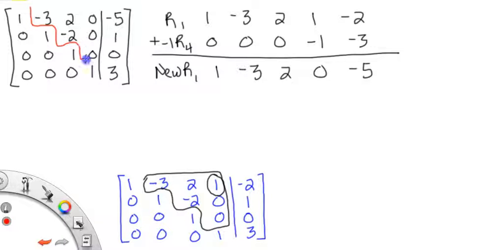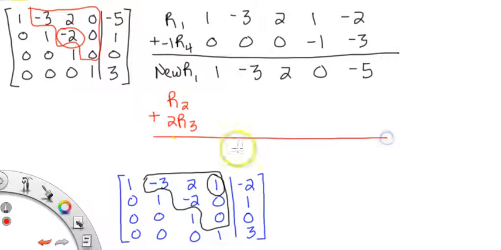We're getting there. We now have an entire column of zeros. So working in a clockwise fashion, I'm going to go ahead and get rid of this number next. And I don't want to use the row above it because that will reintroduce numbers where I already have a zero. So I'm going to use the row below it, row 3. And in order to do that, I'm going to multiply row 3 by a positive 2. So I'm going to take row 2 and add it to 2 times row 3. And that will give me my new row 2.